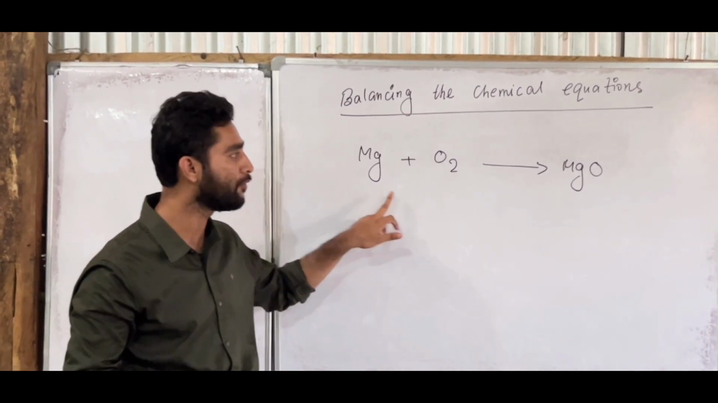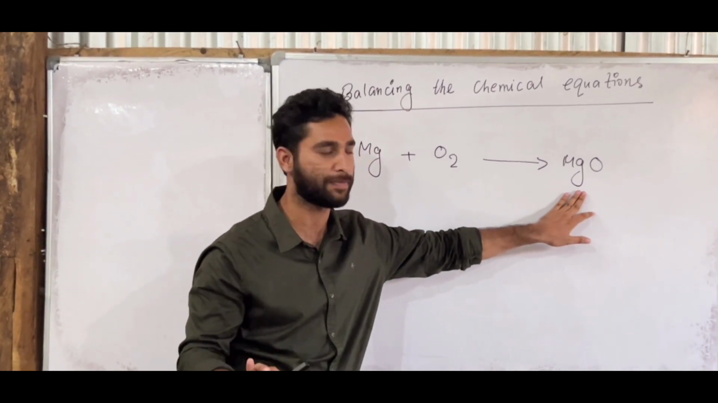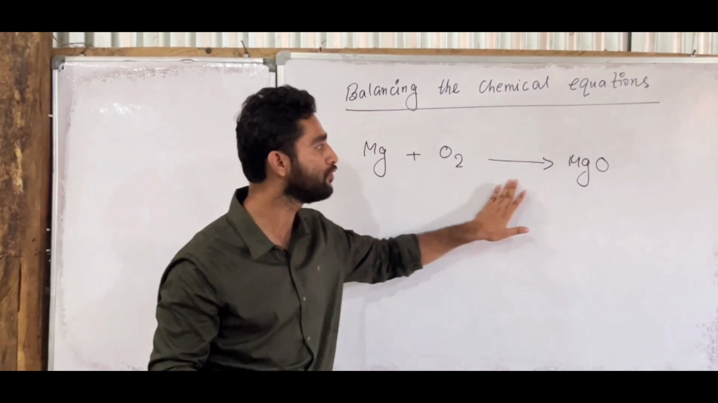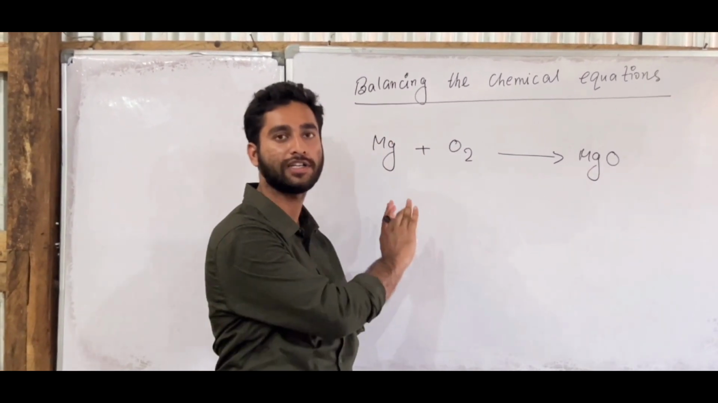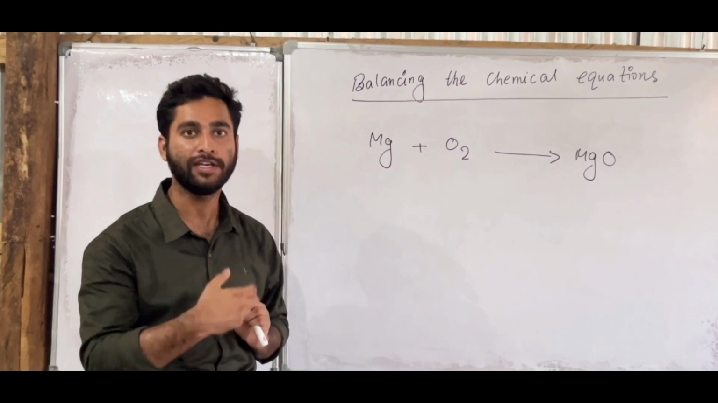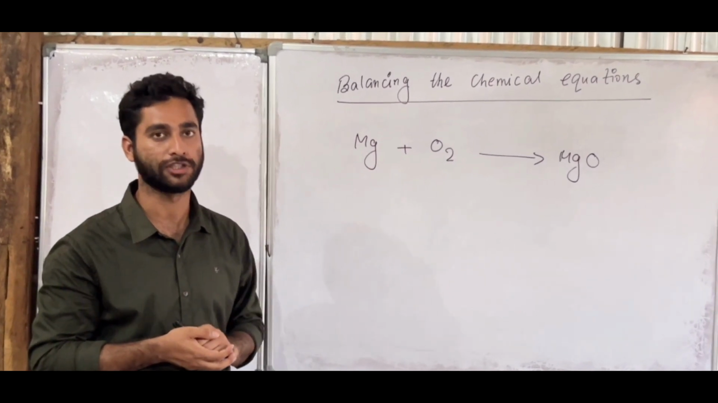Here you see magnesium 1, here magnesium 1. The magnesium is balanced. But here you see the oxygen 2, here oxygen 1. So it is not in the balanced state. So we need to balance the chemical equation.